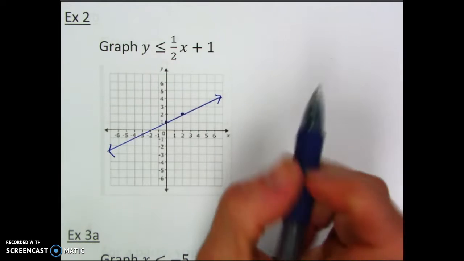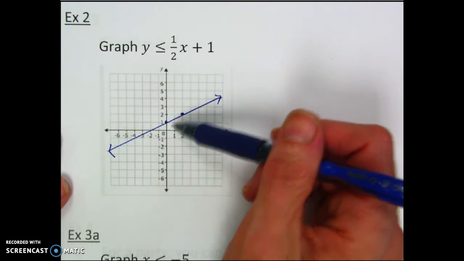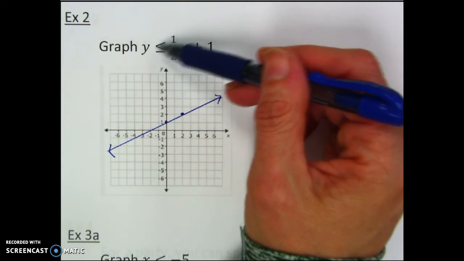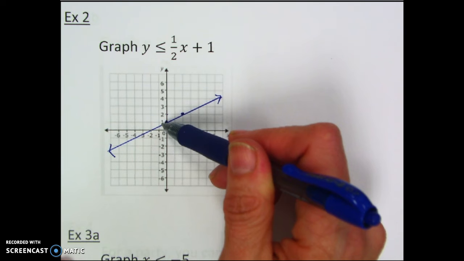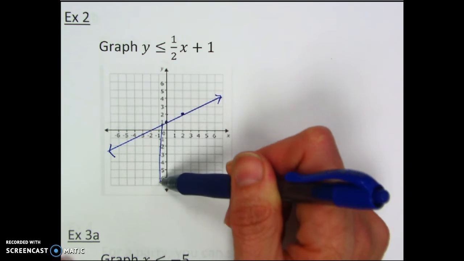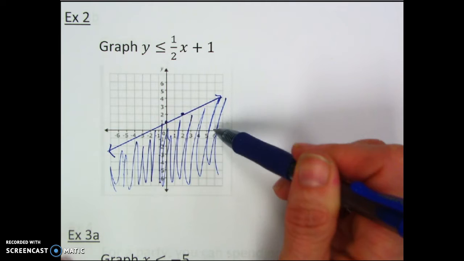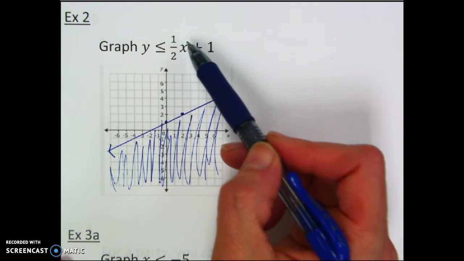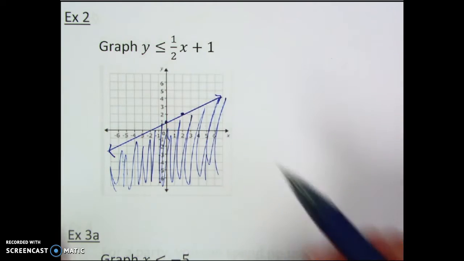Now, there's going to be one other part to this. Besides remembering to make a dashed line or a solid line, we're also going to be shading. The way I always did this was y is less than. Less than to me is below. So if I put my pencil on the line and I go down, that's the area that I want to shade, because any point in that area is going to work in this inequality. Every single coordinate down in here, if I put it in here and check it, it will work.